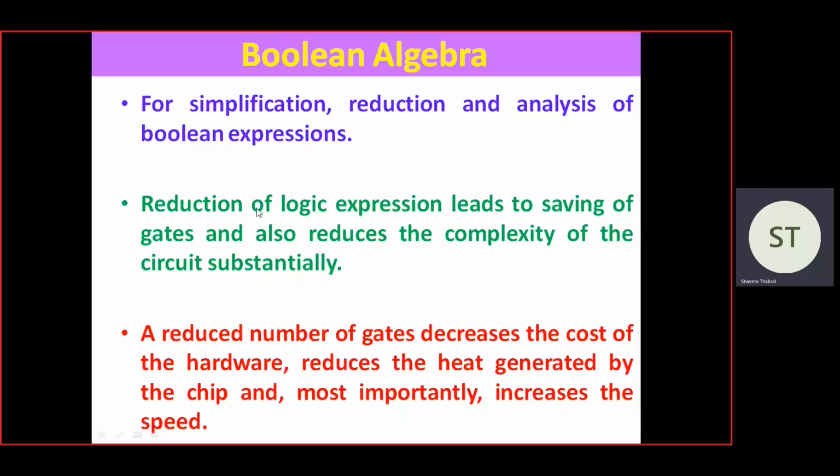So what are the benefits? If we have the reduced logic expression, or you can say Boolean expression, we have the saving of gates, and if there is the saving of gates, the complexity of the circuit is also reduced. And what are the further benefits of reduction in the gates? If the gates used in a particular circuit are fewer, obviously hardware cost will be less, as well as the heat generated by a chip will be reduced, and most importantly we get high speed of operation. So these are the benefits of using Boolean algebra.